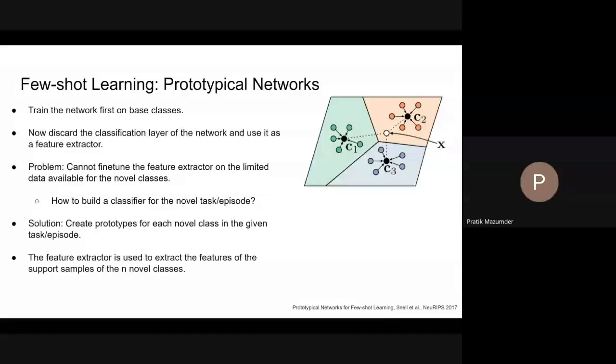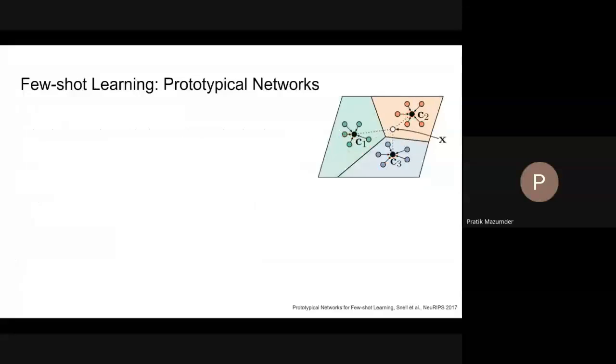In order to create prototypes, you have K support samples for each of the novel classes in your given episode. You extract the features from the samples using the feature extractor, and you take the average of the support sample features. In the feature space, you had the individual features of a given class, you take the average, and you come up with some average feature like this. And then the task becomes actually very straightforward.